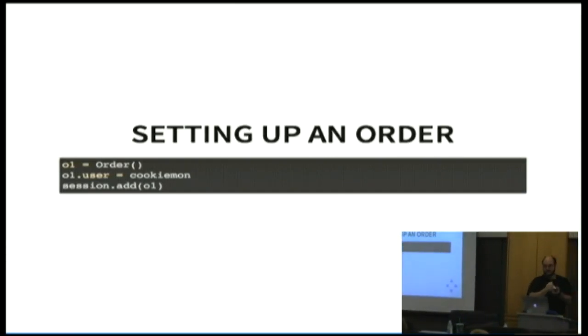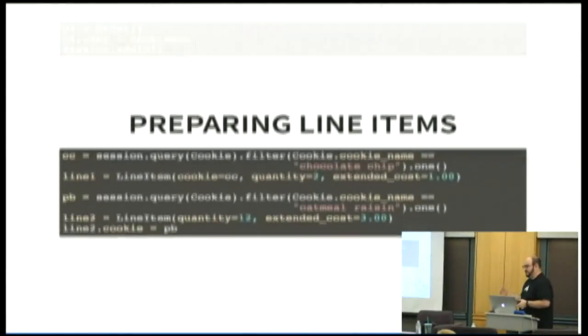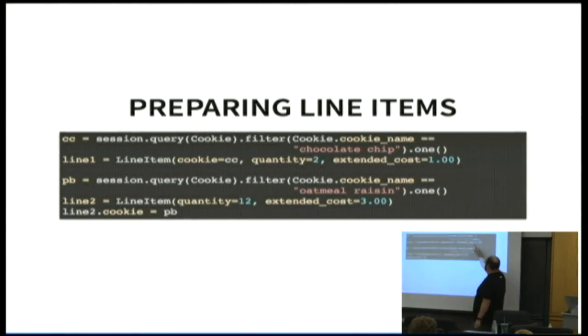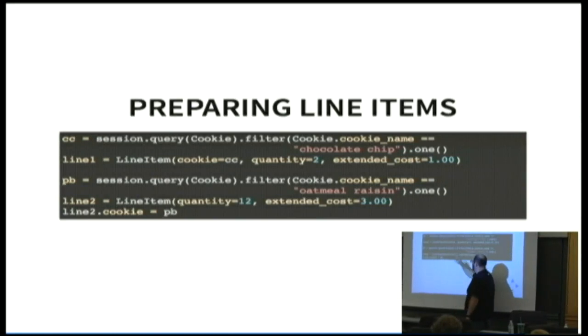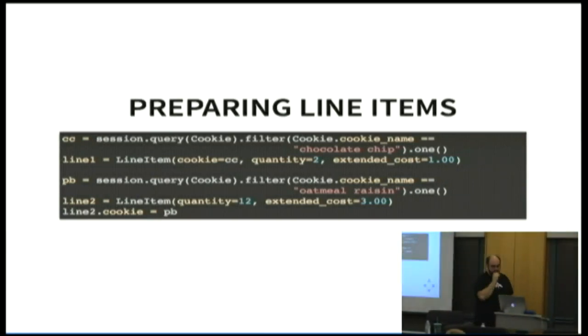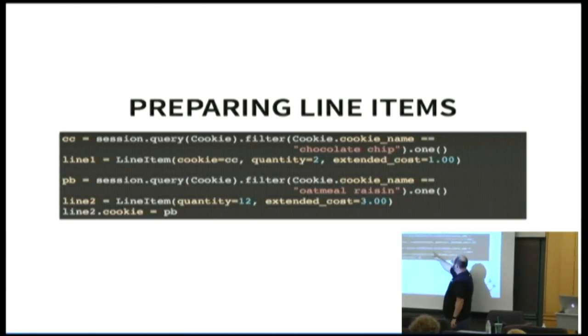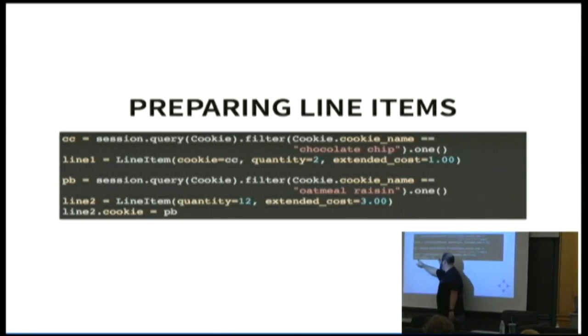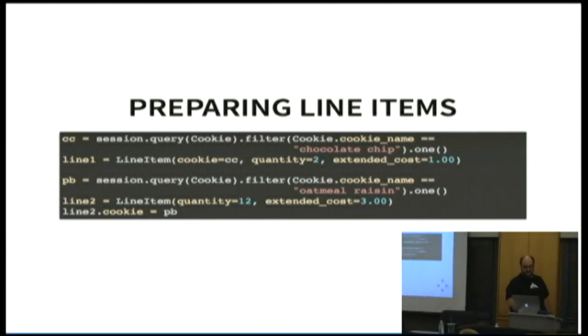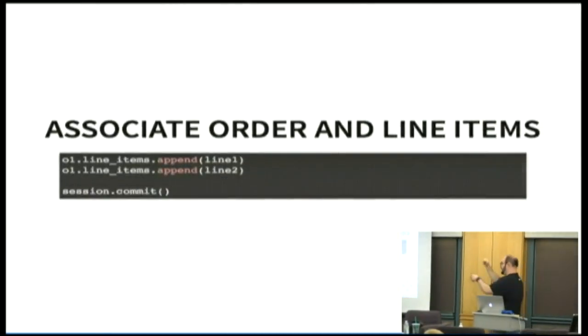That's related objects, right? Now that I have an order, let's add some line items to that order. So here I'm going to get a chocolate chip cookie. I want to make sure there's only one record of that. Then I'm going to create a line item where the cookie is chocolate chip, the quantity is 2, where the extended cost is $1, right? Same thing for oatmeal raisin, same concept, and then I'm going to add the cookie to the line item. See the difference between these two? Here I explicitly said cookie equals CC, to manually tie it back this way. I can also do the same thing. Line items have a cookie attribute, so line2.cookie equals my oatmeal raisin cookie. Does that make sense?